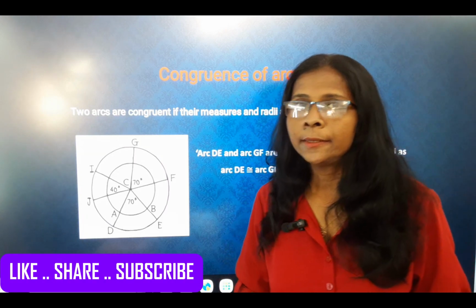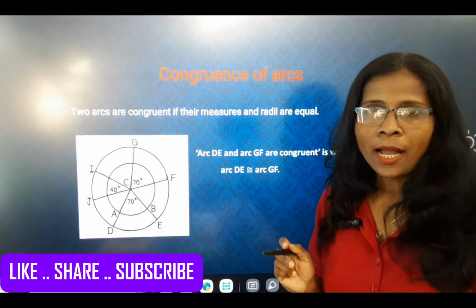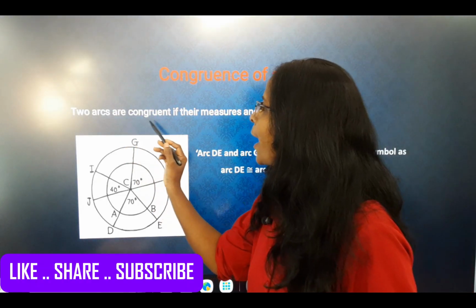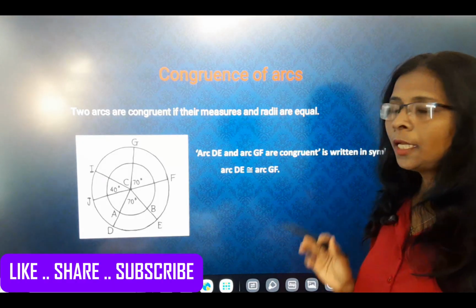Now let us see the next topic, students. Congruence of arcs. Two arcs are congruent if their measures and radii are equal.